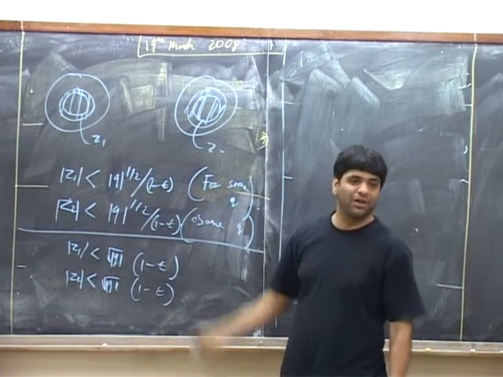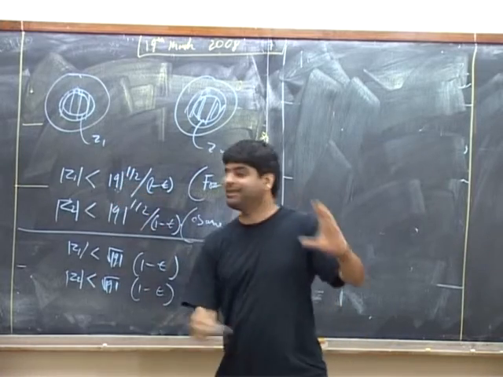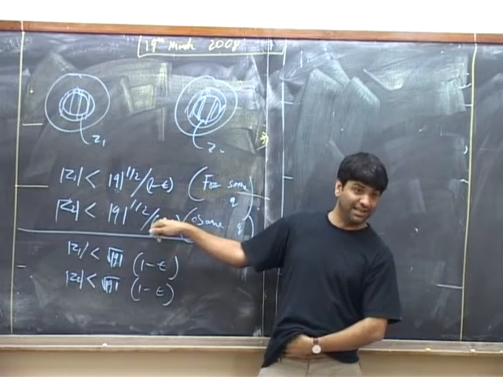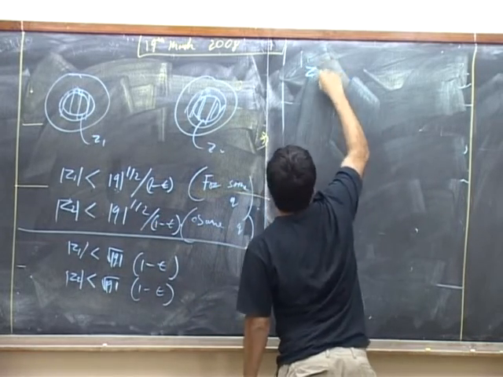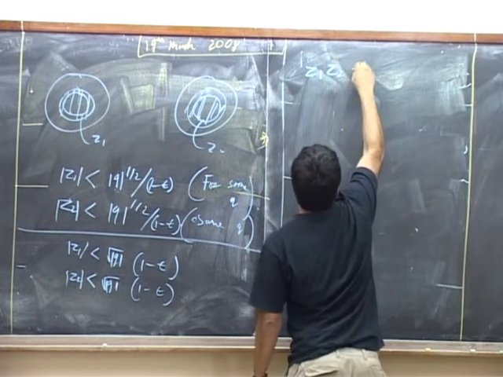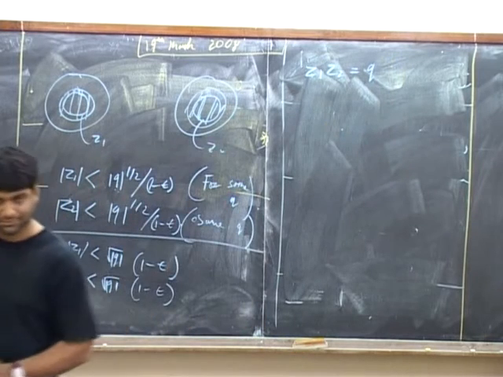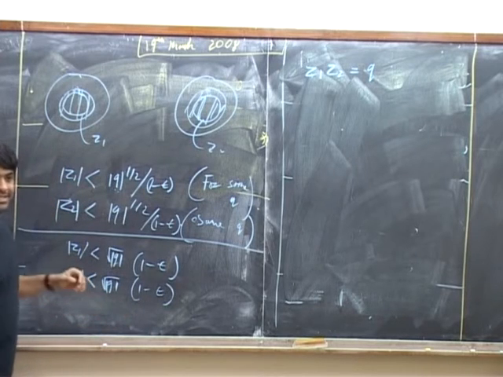Okay, I choose some epsilon, say 0.1, and I choose some q such that these coordinate patches are defined in this region, in the slightly larger region. And then the identification we do is z1 z2 equal to q in that angular region. So what does it do?